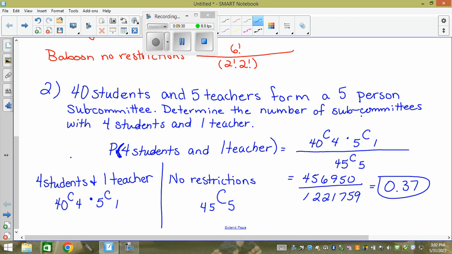So how do you know if you need to round? Well, if it says probability to the nearest hundredth, I would give 0.37, right? If it said to the nearest percent, I would times by 100 and say 37, right? So you have to read if it says percent or to the nearest hundredth or whatever it says. All right.